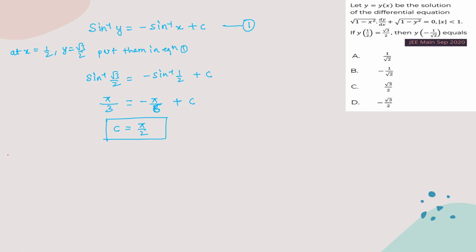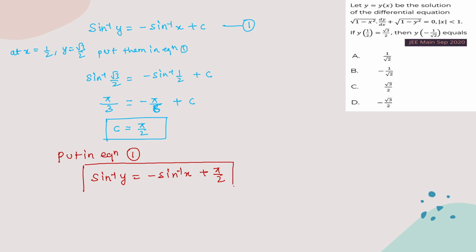Okay, again put the c value in equation 1. When we put it in equation 1, we will be getting sine inverse of y is equal to minus sine inverse of x plus pi by 2. Okay, this is the final equation we are getting. Now the question has moved one step ahead.